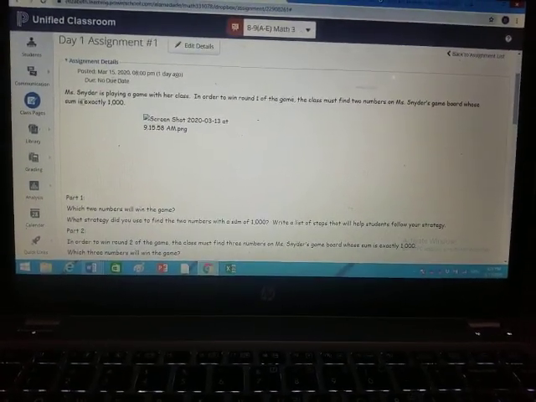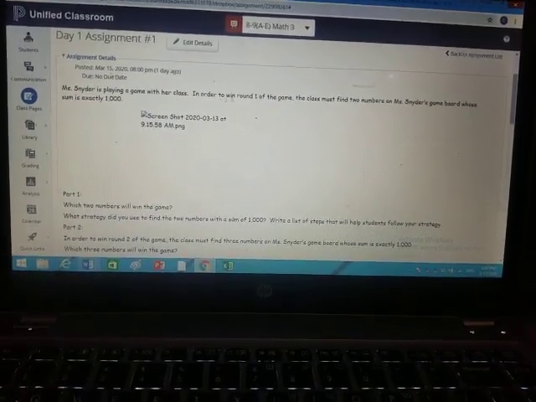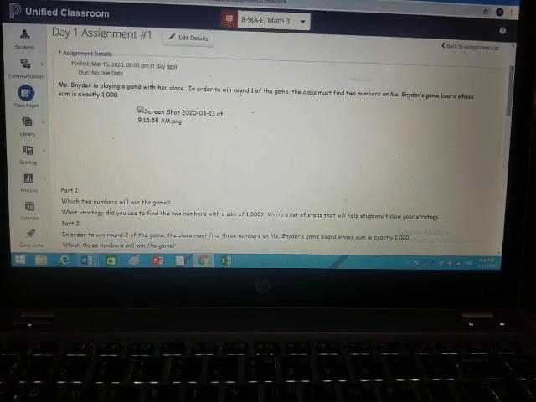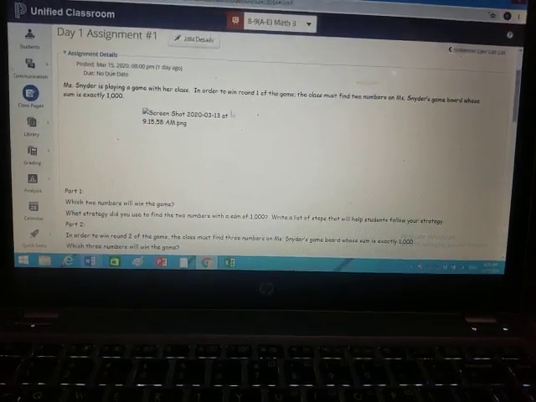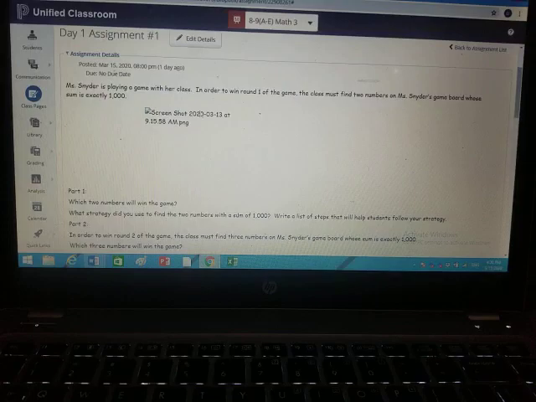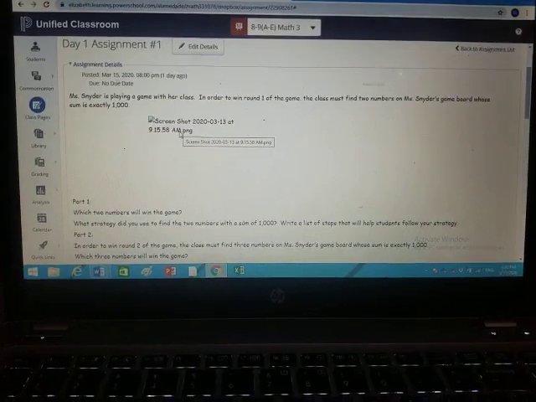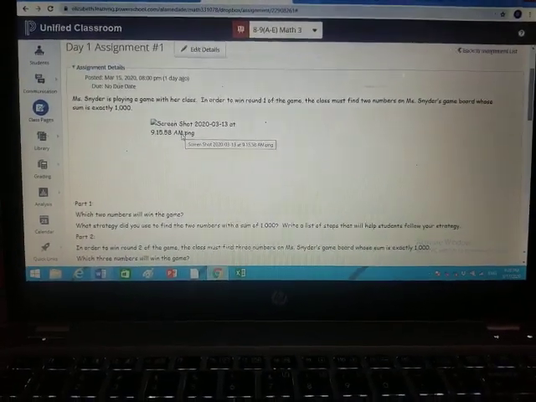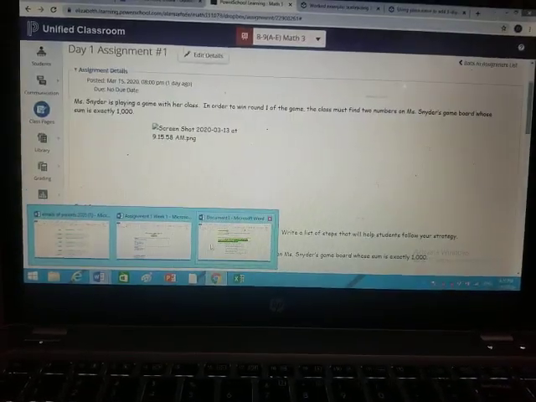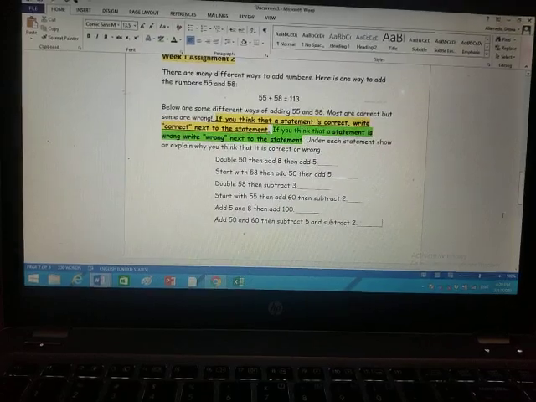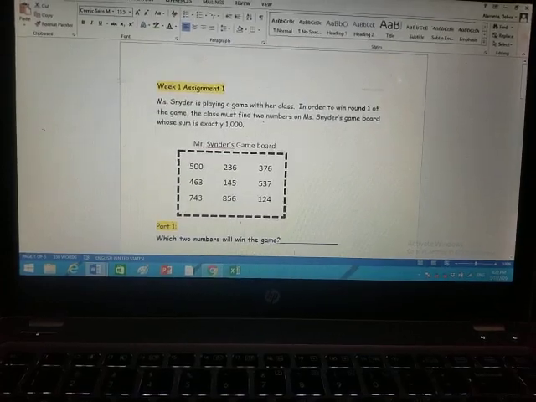It starts with Miss Snyder is playing a game with her class. In order to win round 1 of the game, the class must find 2 numbers on Miss Snyder's game board whose sum is exactly 1,000. And sum means adding. As you can see, there is no picture. For some reason, it's not showing up. So to make your life easier, I sent your parents an email with this document, which has the picture. Use the document I sent your parents.